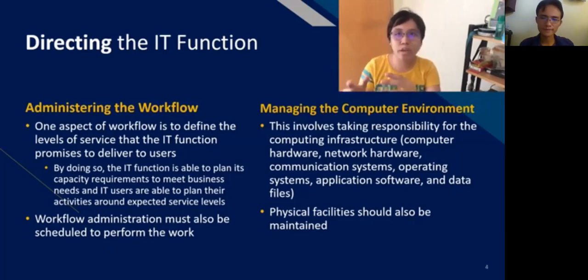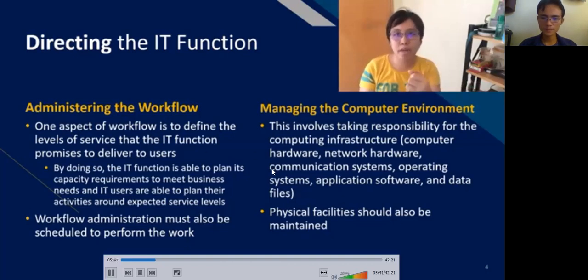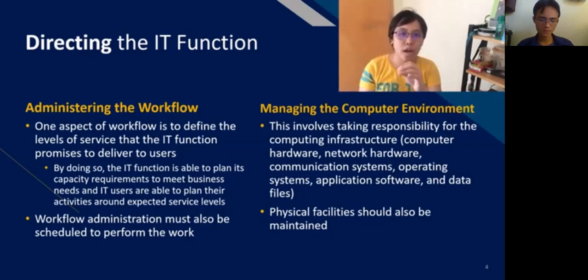You have to control the environment where your computer infrastructure is, so that you can guarantee that everything in the workflow and within the IT function would function well. Because if you don't take care of your computer environment, more or less everything would go awry. Your IT function won't be able to function properly, and there would be certain problems that you would be encountering regarding your IT environment.